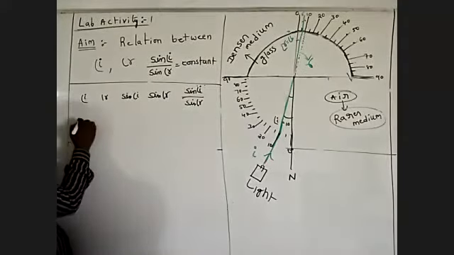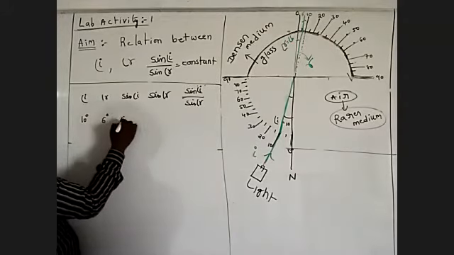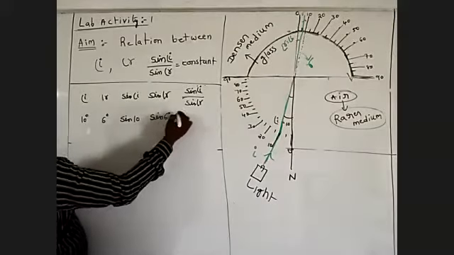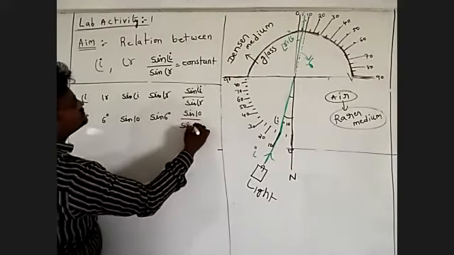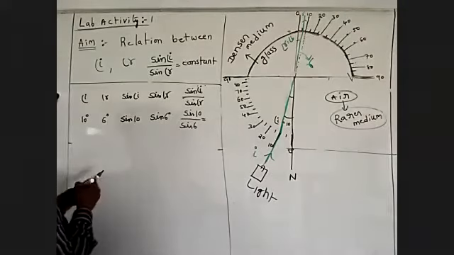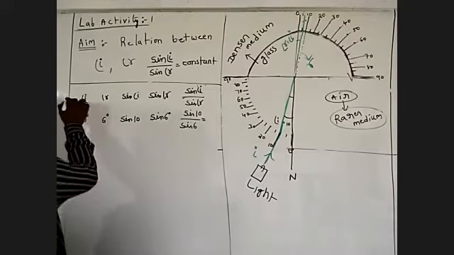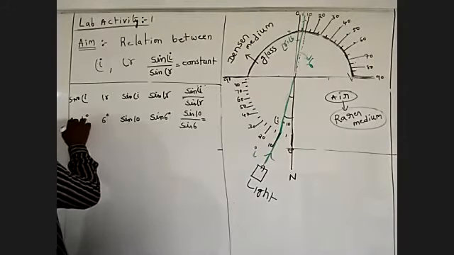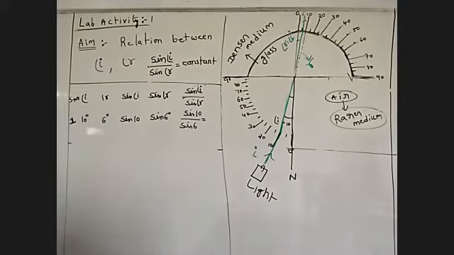Now angle of I is equal to 10 degrees, angle of R is equal to 6 degrees. Sine 10 degrees, sine 6 degrees, sine 10 by sine 6 is equal to this value. I want that value. This is the serial number 1, the first one.